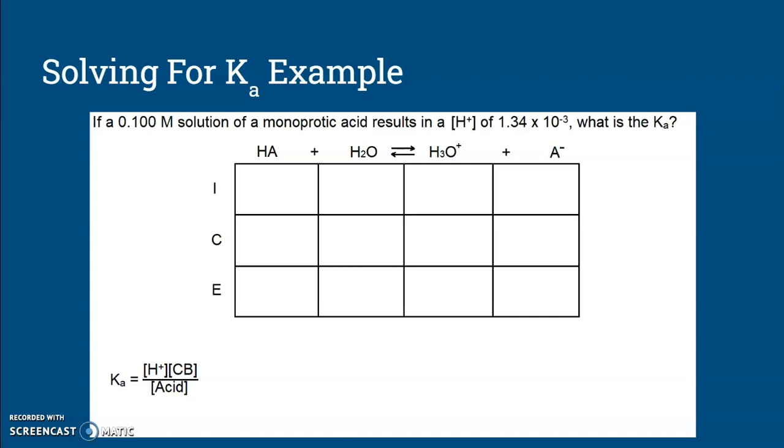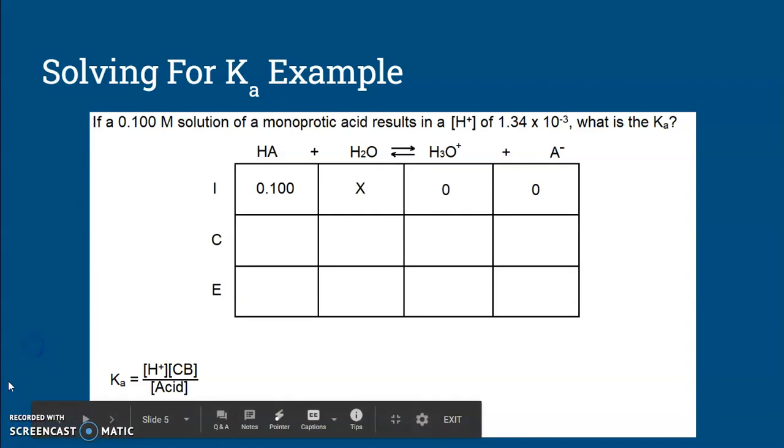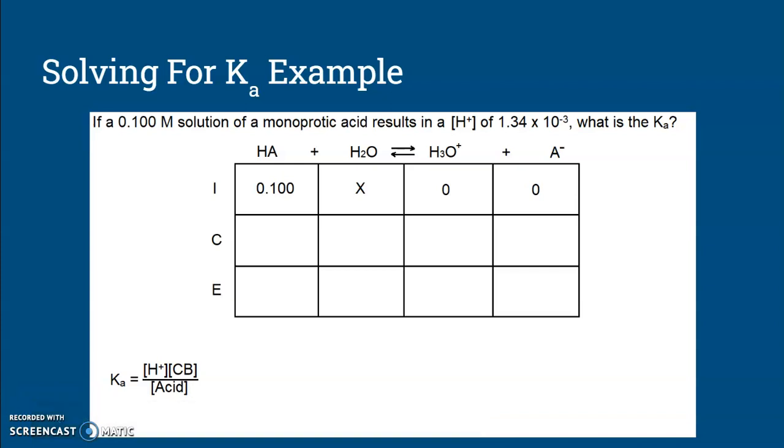So we know that we started again with a 0.1 molar solution of our acid. The amount of water, again, we don't really care for, so we'll just put an X there. And then there was no H plus ions or no conjugate base ions when we originally put this in to begin. So the next piece of information we can fill in is the fact that at equilibrium, we know the H plus concentration is 1.34 times 10 to the negative third. So if there was none to start, and that's where we finish, we know the change is 1.34 times 10 to the negative third.